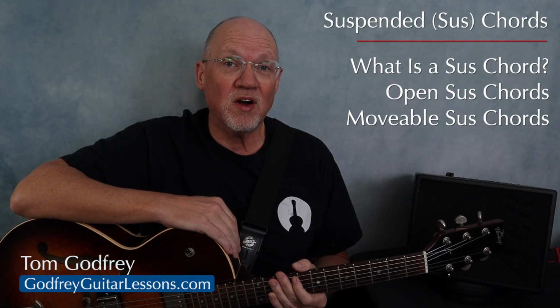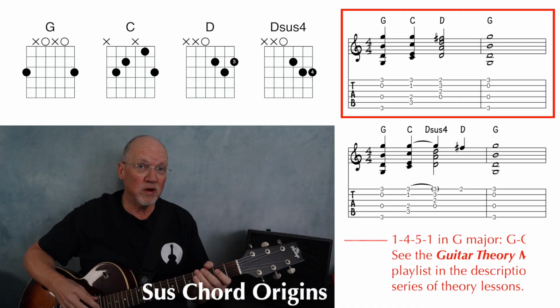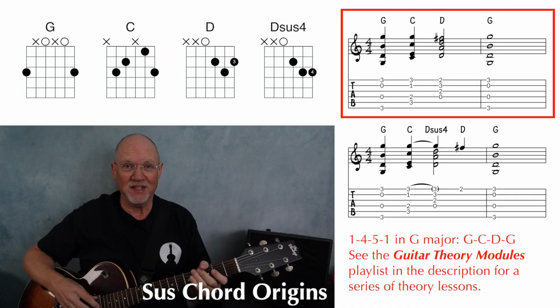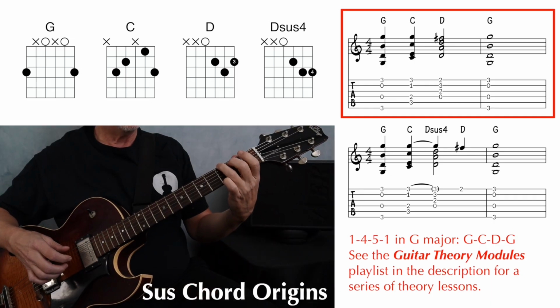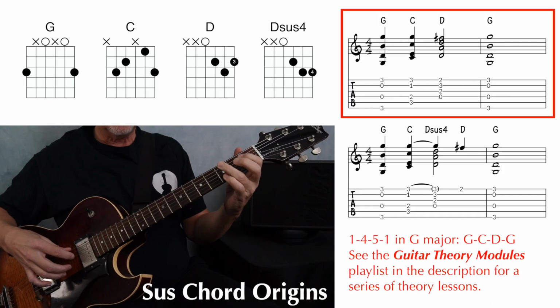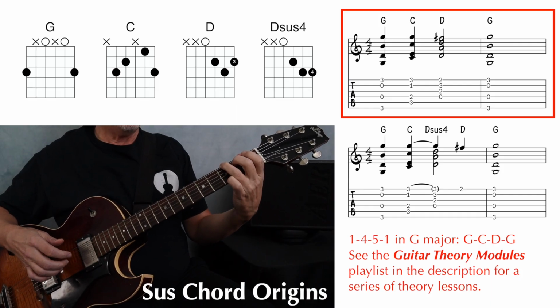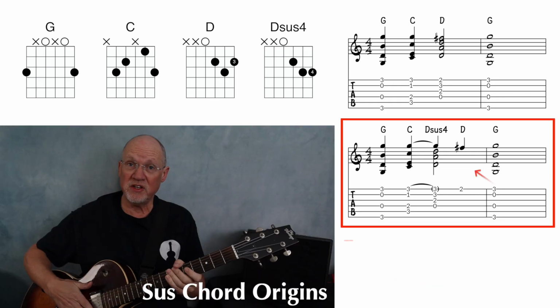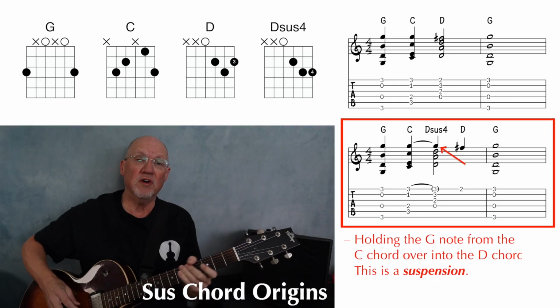I'm going to explain where sus, or suspended, chords come from, and then I'll show you how to play some. Here's a standard 1-4-5-1 progression in the key of G major. G, C, D, and G again. And now I'm going to embellish the D chord by holding a note over from the C chord.